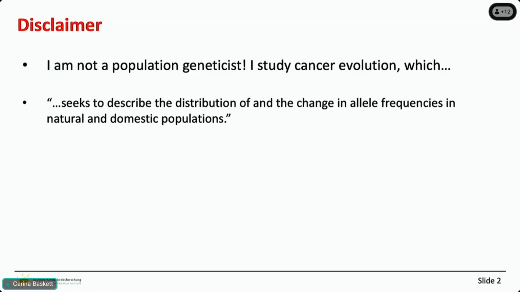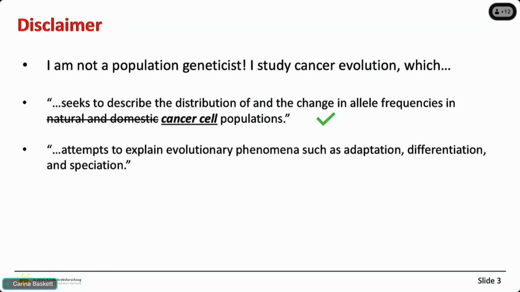So one of them is that population genetics seeks to describe the distribution of and the change in allele frequencies in natural and domestic populations. And if you think about this in terms of cancer, is this true? It absolutely is, but it's in terms of cancer cell populations. So there's a definite overlap there. So we take that box.